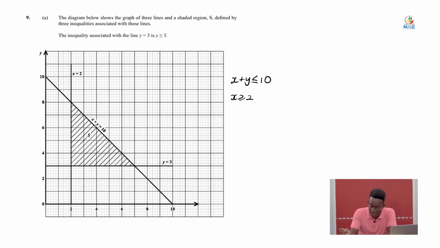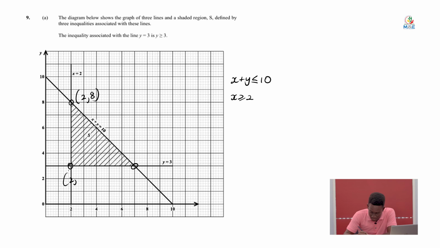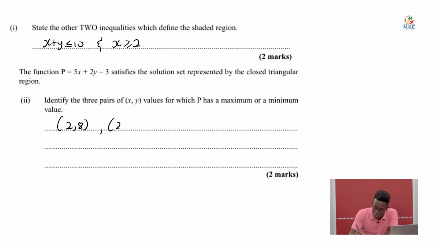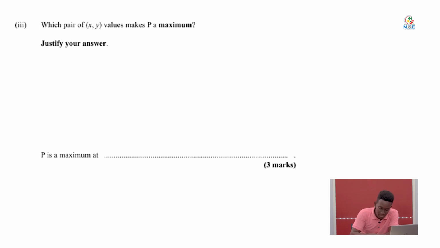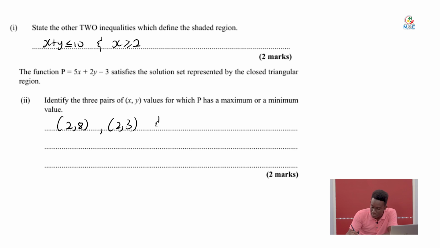So those 3 pairs of x and y values would come at the vertices of the triangle, which would be here, here, and here. So the point here would be, we go 2 across and 8 up. So the first one would be 2, 8. And then the other point, we go 2 across, and this here is our 3 up. So it would be 2, 3. And then the last one, this was a 7 across and 3 up. So this would be 7, 3. And those would be the 3 pairs of x and y values for which p has a maximum or minimum.